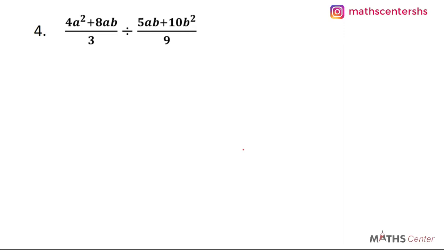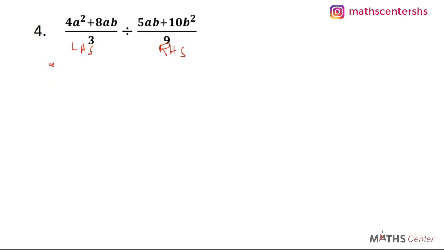This is on division. So we have 4a squared plus 8ab all over 3 divided by 5ab plus 10b squared all over 9. Now whenever you have a division, this is what you have to do. Keep what is on the left hand side. Now this is what I mean by what is on the left hand side. Here is the left hand side, and the one here is on the right hand side. So I'm using LHS for left hand side and RHS for right hand side. Keep what is on the left hand side like that, and reciprocate what is on the right hand side. When I say reciprocate, I mean that turn it upside down.